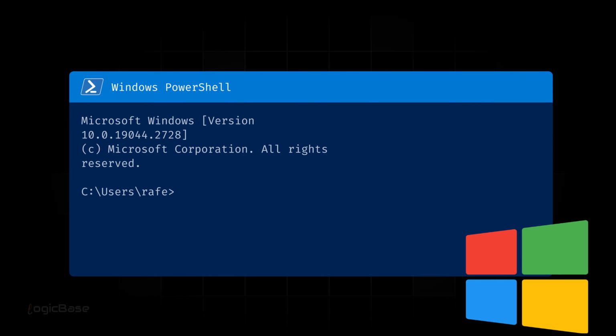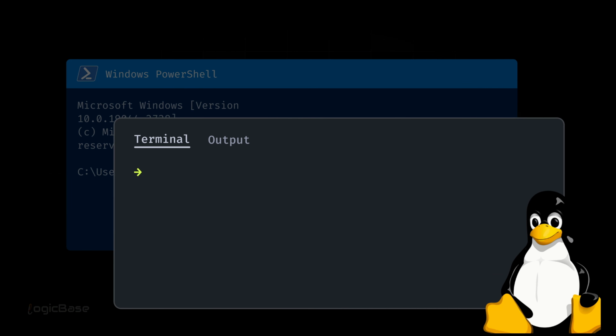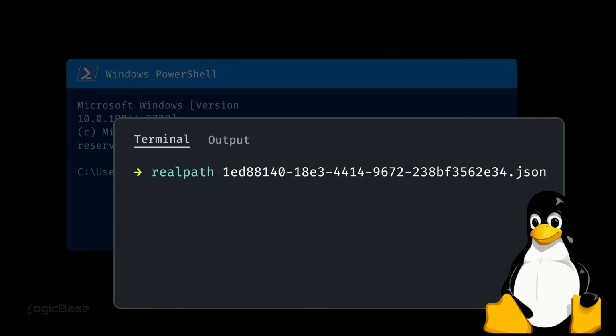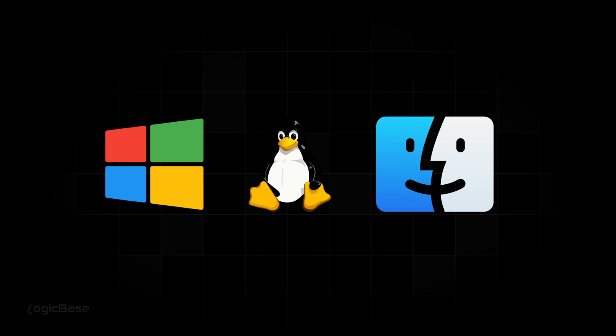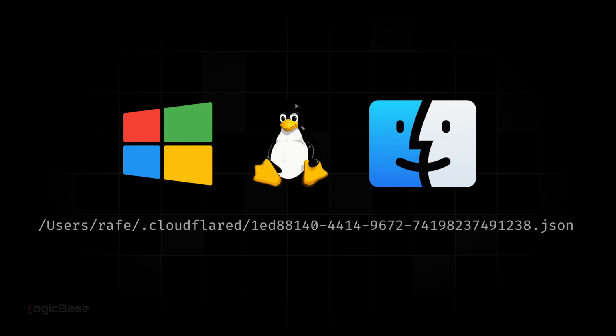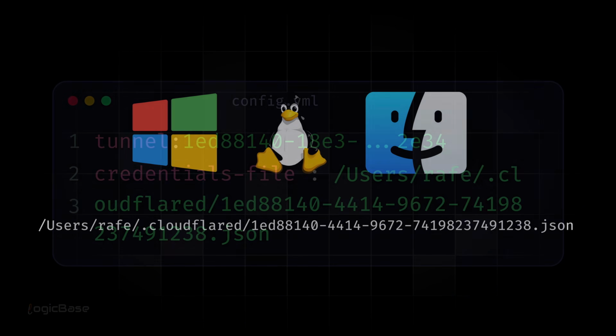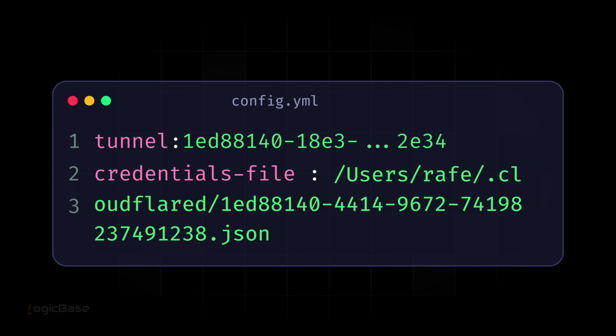If you are on Windows, you can use this command in PowerShell, resolve-path and then the JSON file name. If you are on Linux, the same real path command works just like on Mac. No matter which operating system you use, the goal is the same. Get the full path of the credentials file and place it correctly in config.yml.